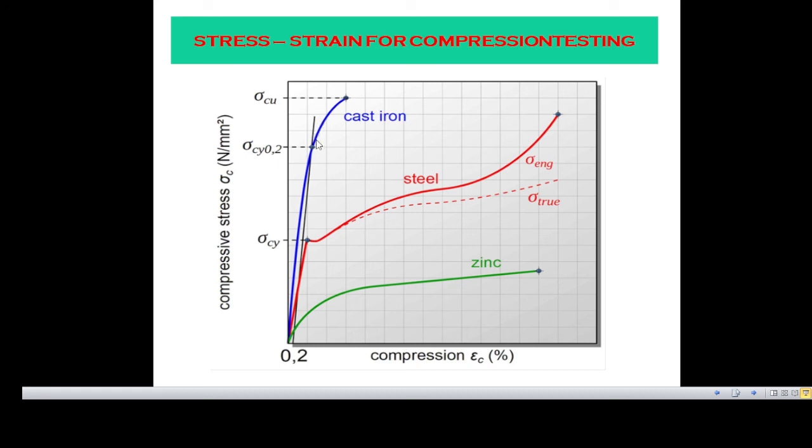Now here we will not get any yield value, and directly we will get the normal breaking stress. For steel we will get an upper yield point as well as a lower yield point, but for aluminium, zinc, this type of material, there is no specific yield point, directly we will get the breaking point. This curve is for the compression test, compressive stress versus compression strain.